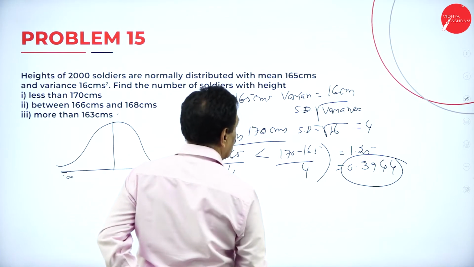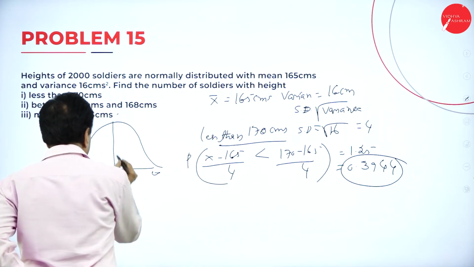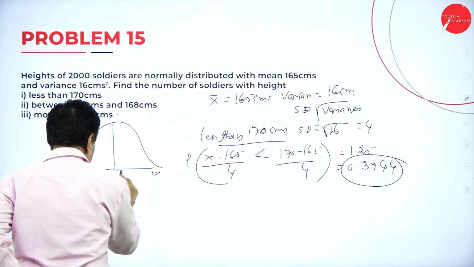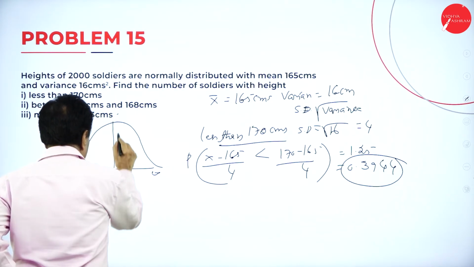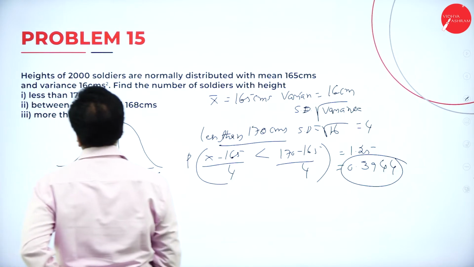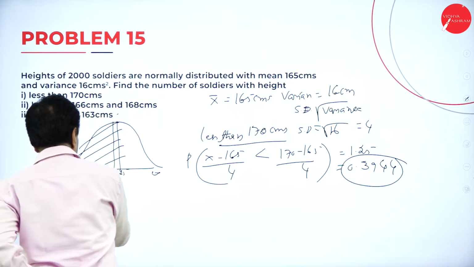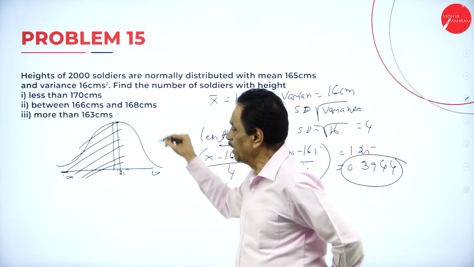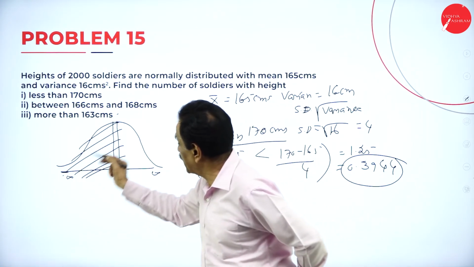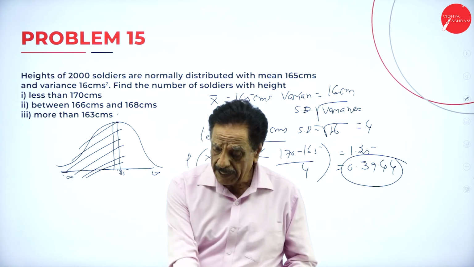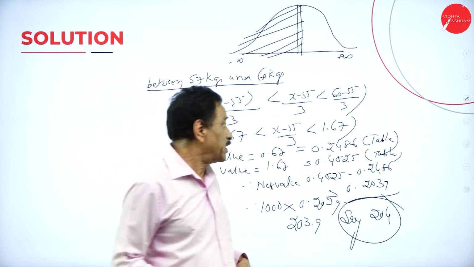What's the value? 1.25. It is a less-than, so you have to make the graph like this. This normal distribution curve is a less-than, shaded like this, up to 1.25. Then, what is the next one?